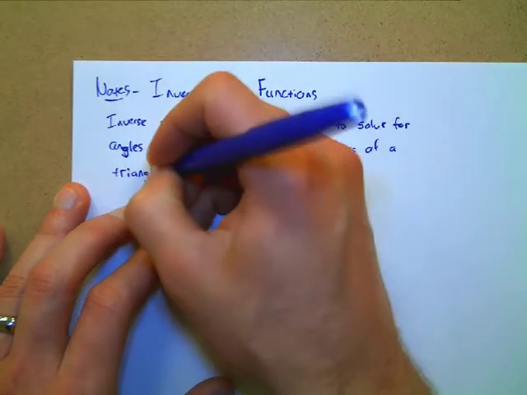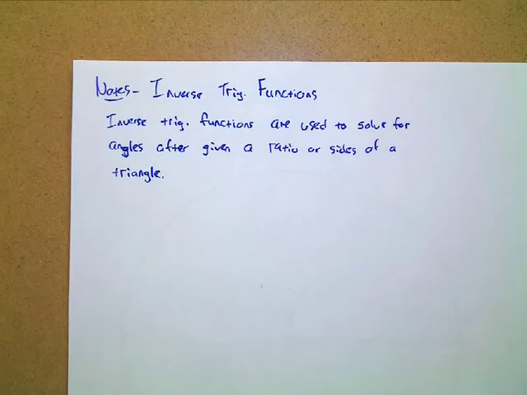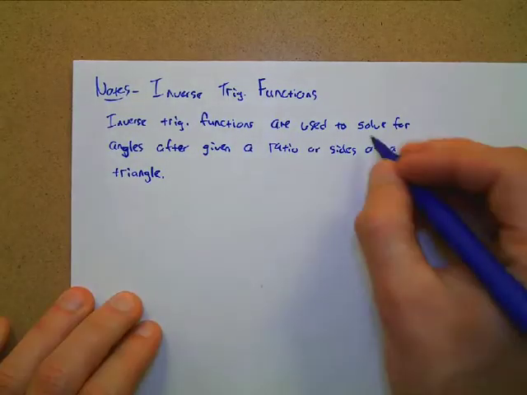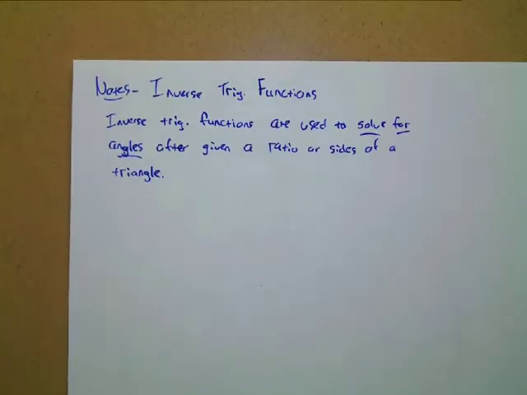Okay. So inverse trig functions are used to solve for angles. Okay, so we use these to solve for angles, after we're given a ratio or sides of a triangle. So either we're given a trig ratio or sides of a triangle. So it's kind of how we solve very simple trig equations.